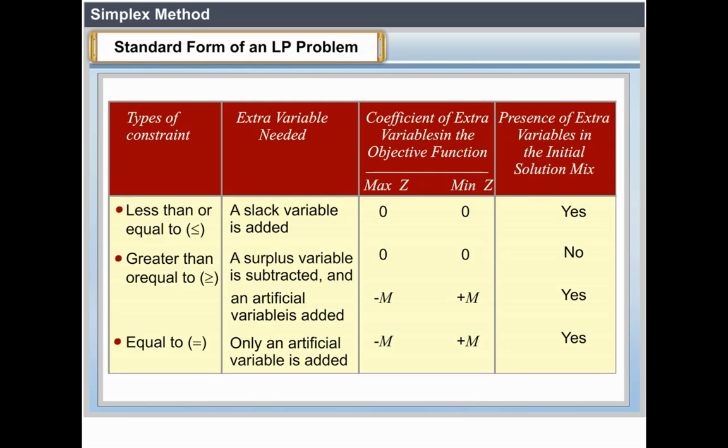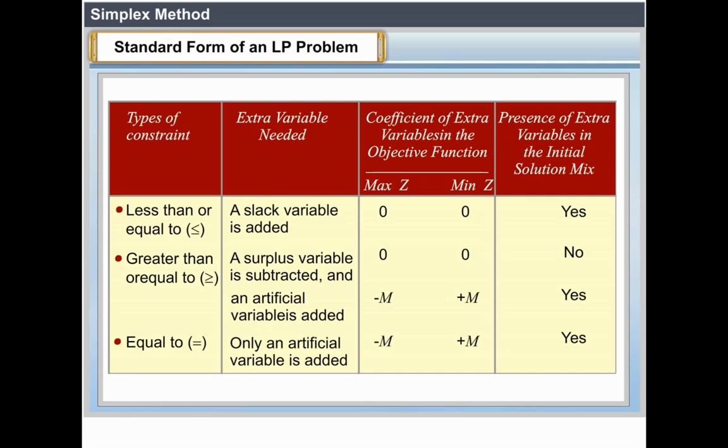Second row, greater than or equal to. In the types of constraint column, a surplus variable is subtracted and an artificial variable is added. Then the third column, that is coefficient of extra variables. We have to put 0 in maximize z and 0 in minimize z. And also we mention here minus M in maximize z and plus M in minimize z. We have to add this minus M and plus M in artificial variables, and zeros in surplus variables.